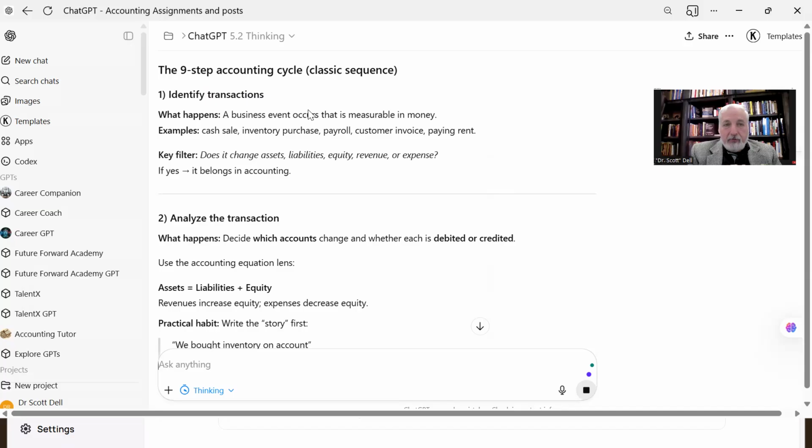Something happens. We measure it in monetary terms, we measure it with money. That's stable dollar, the monetary unit, one of the assumptions we talked about previously, that accounting is founded on, if you haven't watched previous videos. Examples: cash sale, inventory purchase. Does it change assets, liabilities, equity, revenues, or expenses? And you might have seen this picture before.